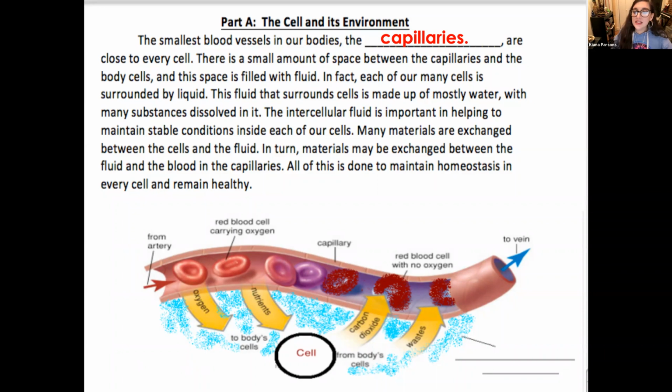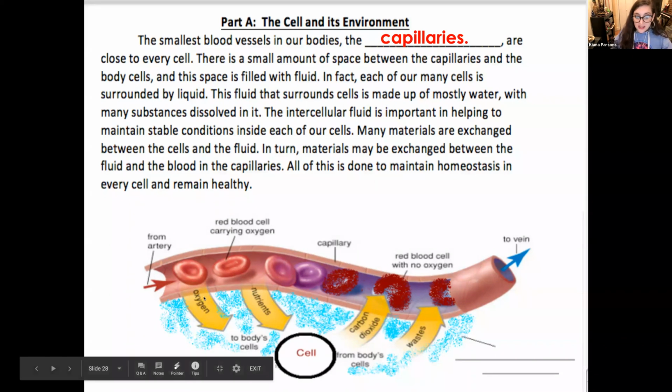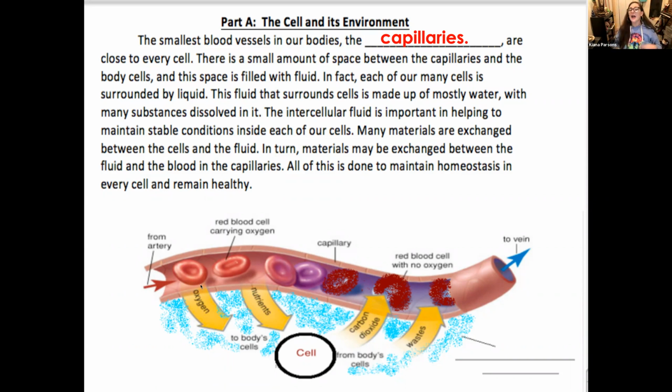The intercellular fluid is important in helping to maintain stable conditions inside of each of our cells. Many materials are exchanged between the cells and the fluid. In turn, materials may be exchanged between the fluid and the blood in the capillaries. All of this is done to maintain homeostasis in every cell and remain healthy. So as you can see, the capillaries are constantly participating in this exchange of gases and nutrients throughout our entire bodies so that oxygen and nutrients can make their way into each individual cell, and so that waste can be carried out.